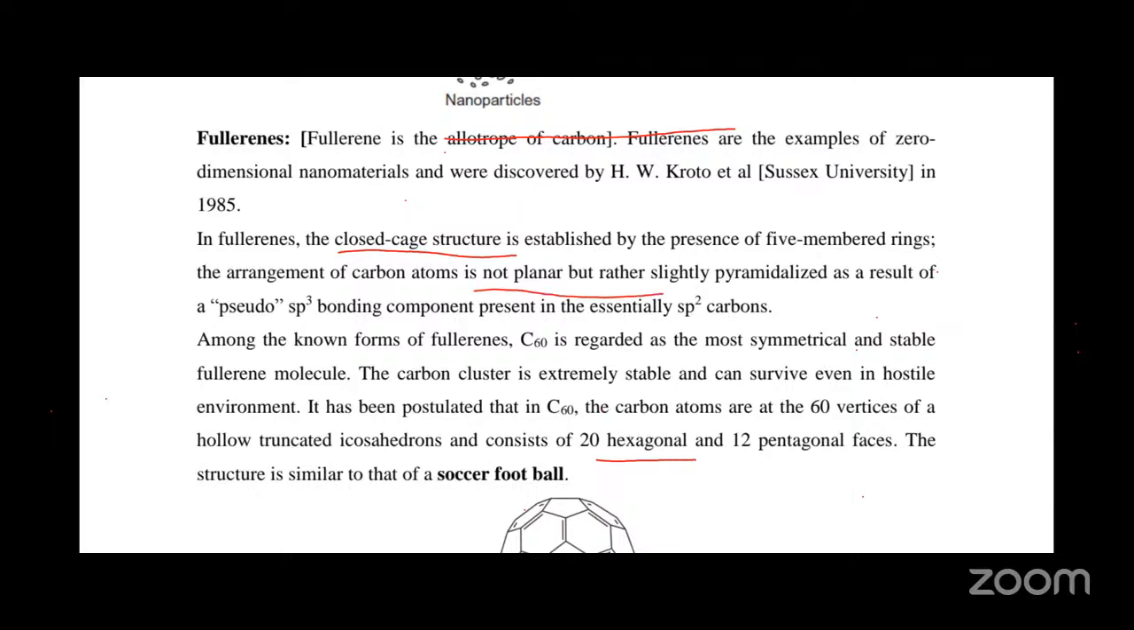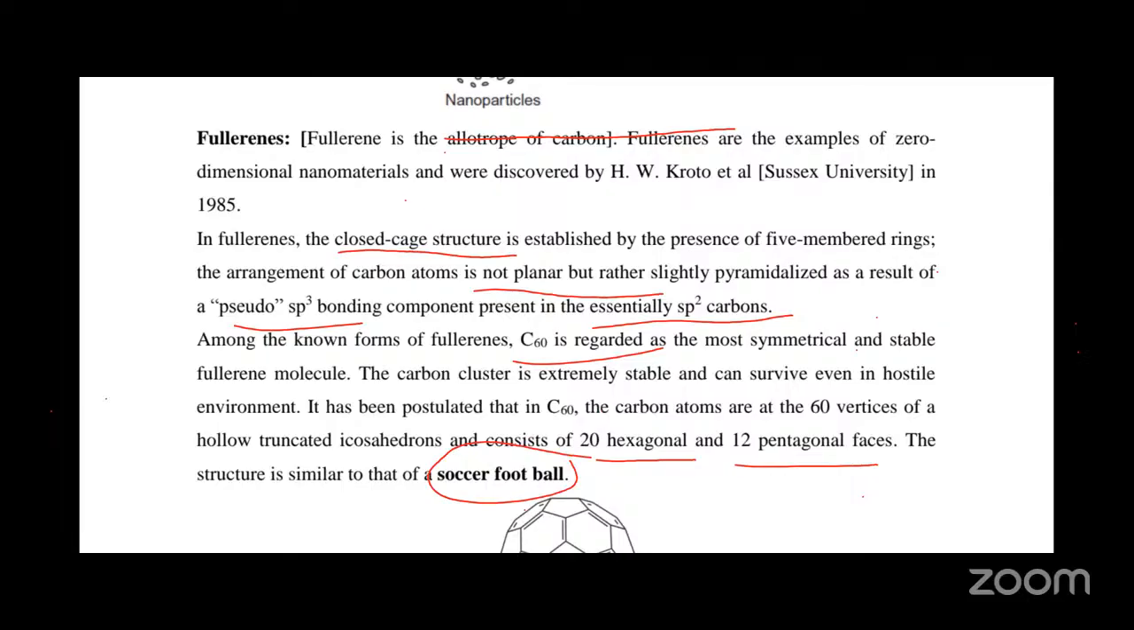In C60 fullerenes, the arrangement of atoms is non-planar and slightly pyramidalized, and the carbons possess sp2 hybridization. Among all, C60 is the well-known material, consisting of 12 pentagonal and 20 hexagonal faces. This is exactly similar to the soccer ball.